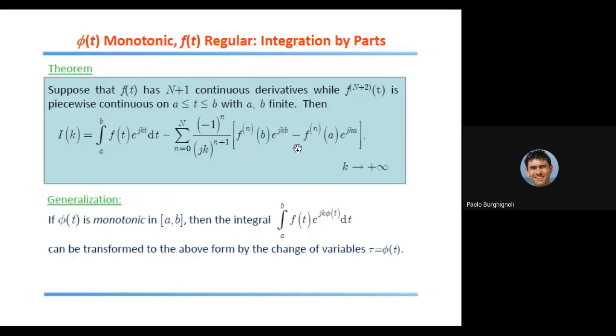Okay. This result can be generalized to generalized Fourier integrals, in which you have a function phi in the exponent, by simple change of variables. So this kind of approach, the integration by parts, covers also this kind of integrals.